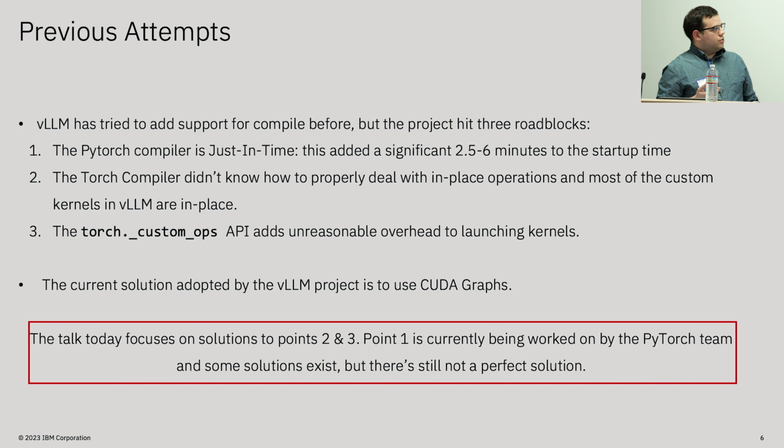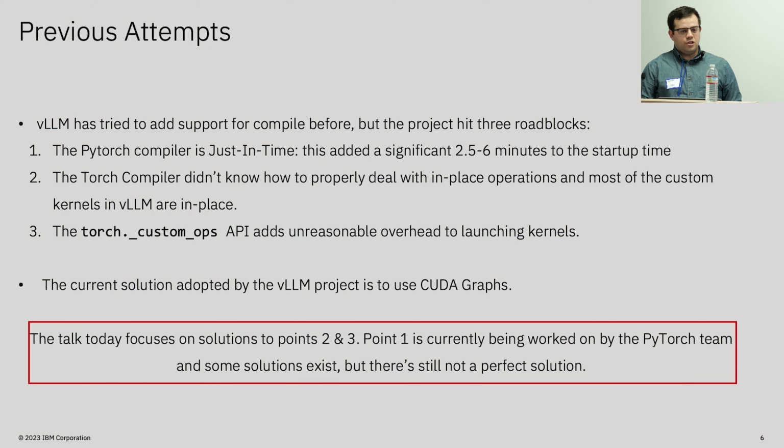And then finally, the PyTorch custom ops API had issues: there's a lot of overhead when you launch this custom kernel with the PyTorch API in a way that the compiler understands. This adds a lot of overhead that's unreasonable, especially for something like vLLM, which is very particular about having the least amount of latency possible for the model, right? All right, so point one is still not solved today.